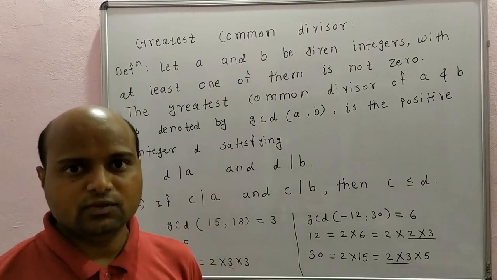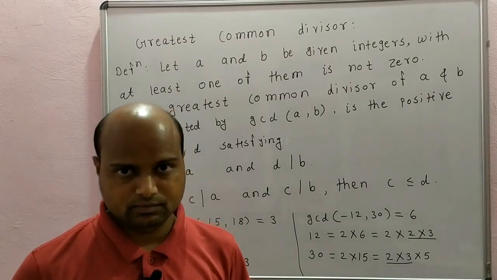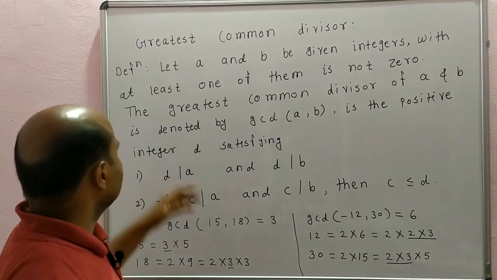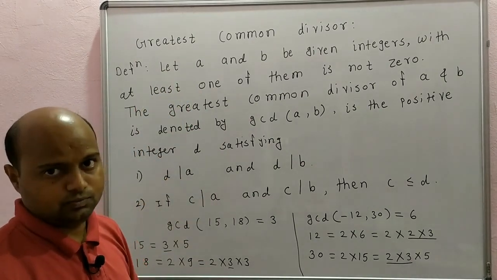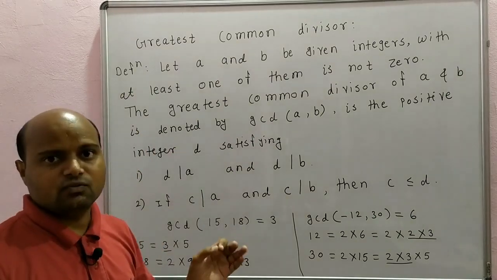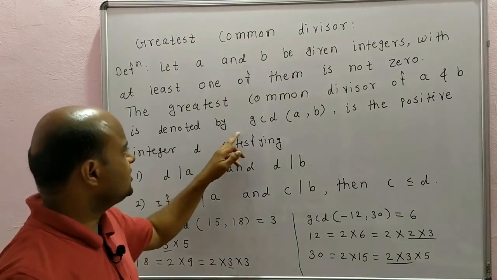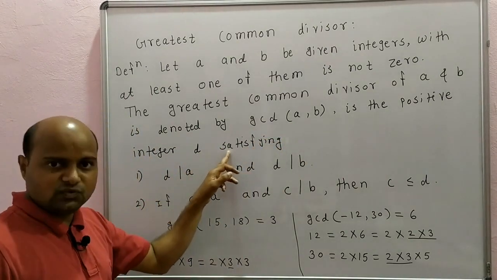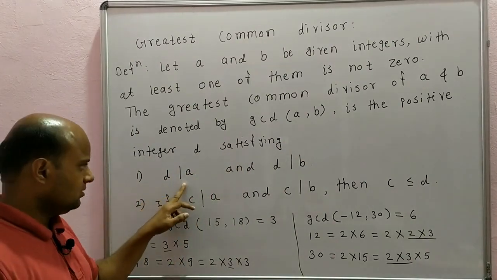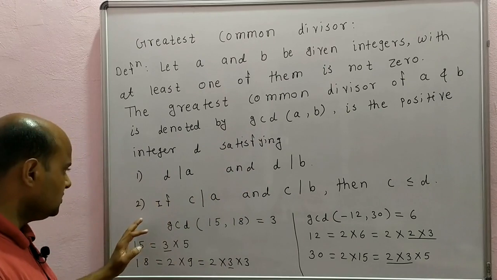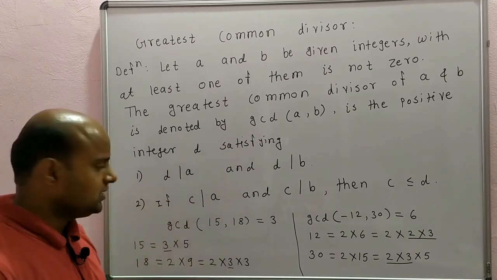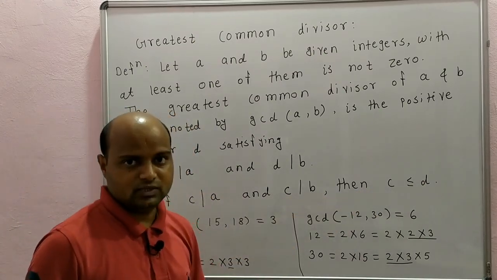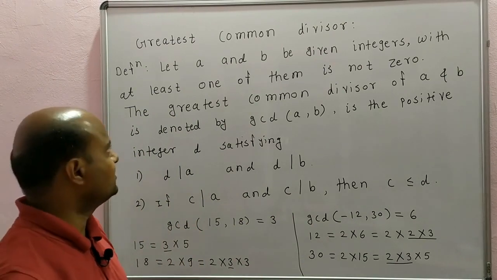Now we will learn the definition of greatest common divisor. If A and B are two given integers with at least one of them not 0, the greatest common divisor of A and B is denoted by GCD(A, B) and is the positive integer D satisfying the first condition, D divides A and D divides B, and the second condition, if C is any other integer such that C divides A and C divides B, then C is less than or equal to D. Here I explain the definition of greatest common divisor.